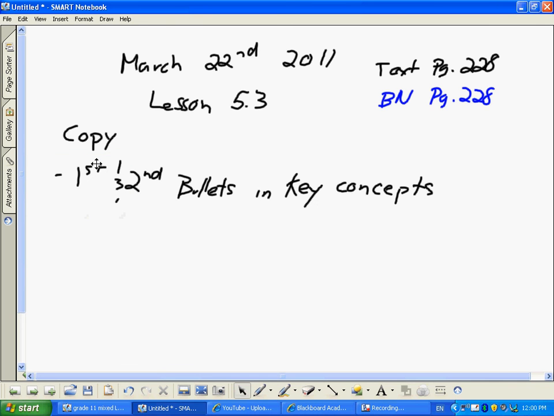22nd, 2011, we switched lessons. We're actually going to do lesson 5.3 today, so it's on page 228 in your text and your blue notebook. You guys are supposed to copy down these two major bullets. We're going to do example number 2, A. We're going to start with 2A.